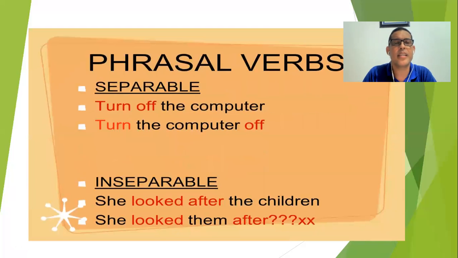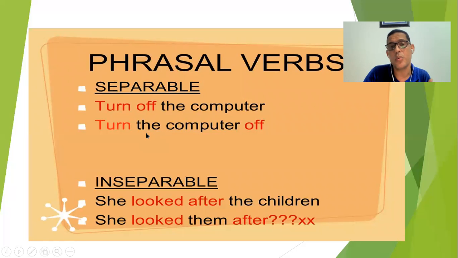And the first one is phrasal verbs that are separable. Separable, so they can be separated from the verb sometimes. In this case, we have the verb turn and the particle is off. So in the first example, you can see that it says here, turn off the computer. As we mentioned before, we are using an object when it's a transitive phrasal verb. So in this case, what is the object? The computer. So we say turn off the computer, all right?